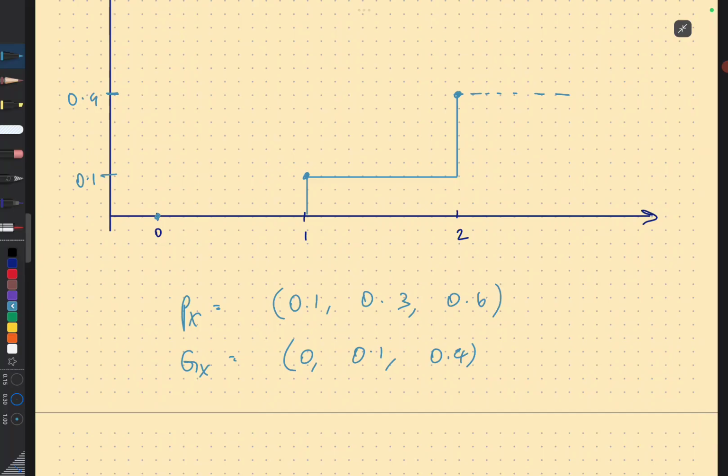Let's suppose now I have a sequence of two symbols. So I have 0 0, 0 1, 0 2, 1 0, 1 1, 1 2, 2 0, 2 1, and 2 2.